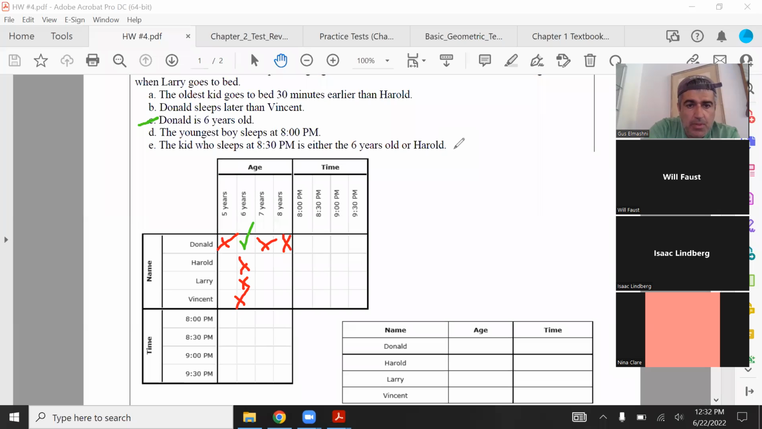So Donald could be the one that sleeps at 8:30. Let's just take a leap of faith here to see what happens. Let's assume Donald is the one who sleeps at 8:30. And he sleeps later than Vincent, so then Vincent would be over here. And youngest boy, so then Vincent would then be 5 years old. Just gonna take a leap of faith to see what happens.